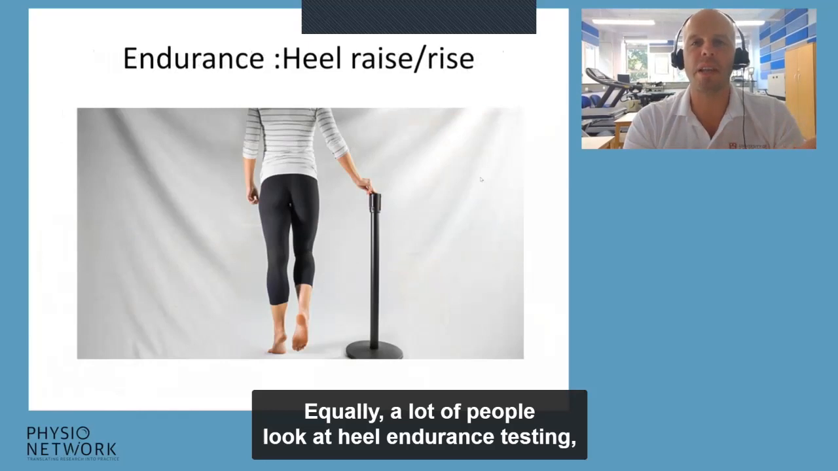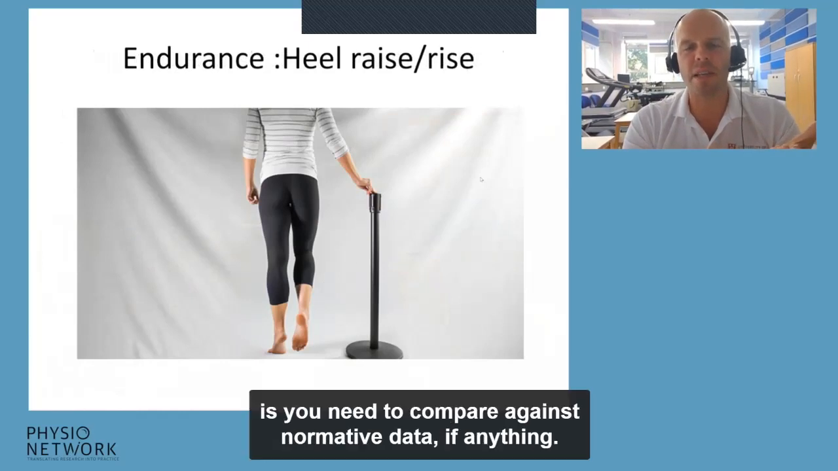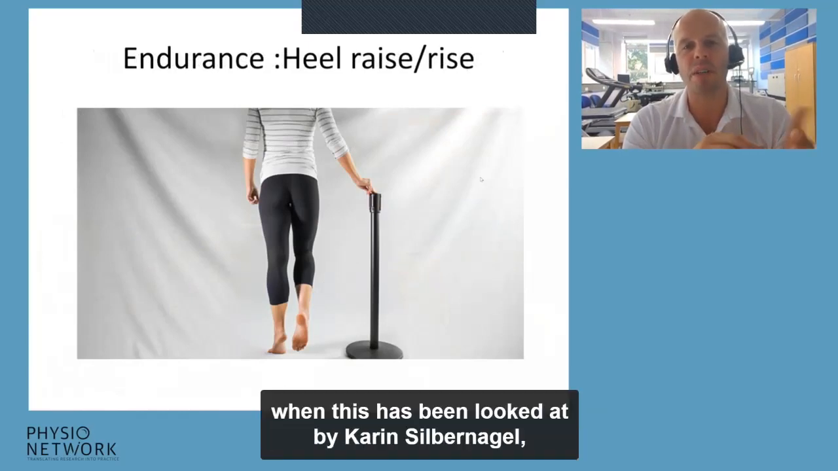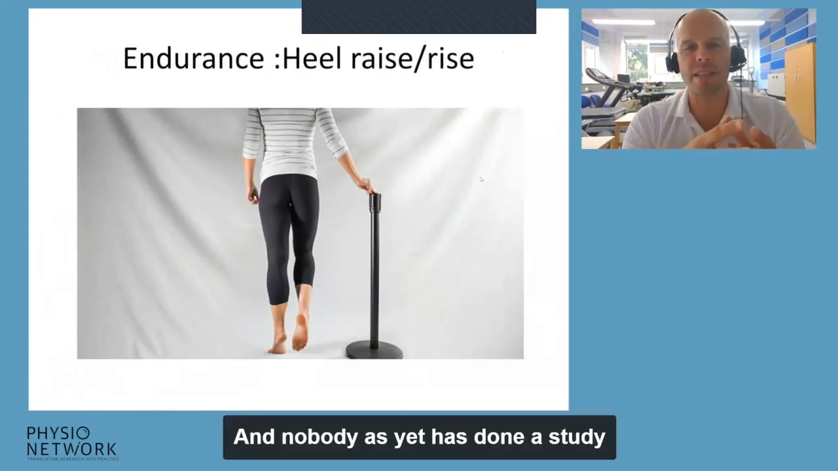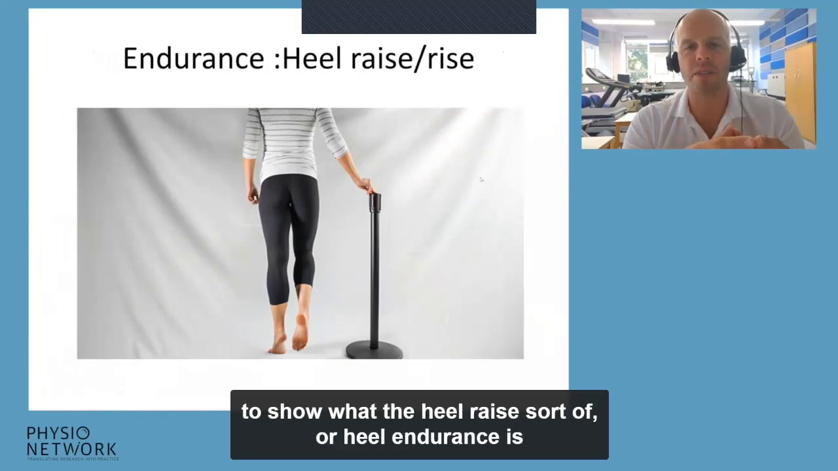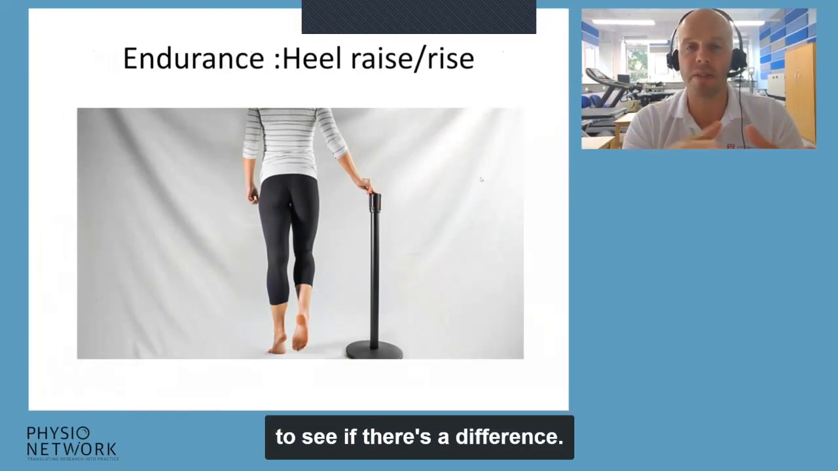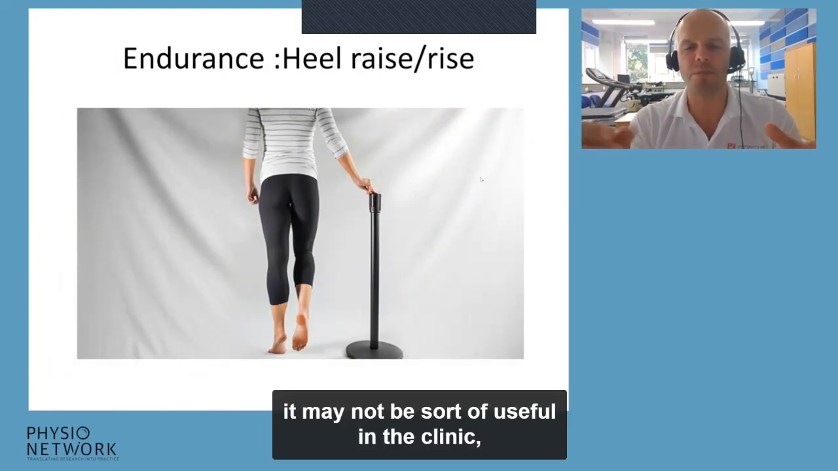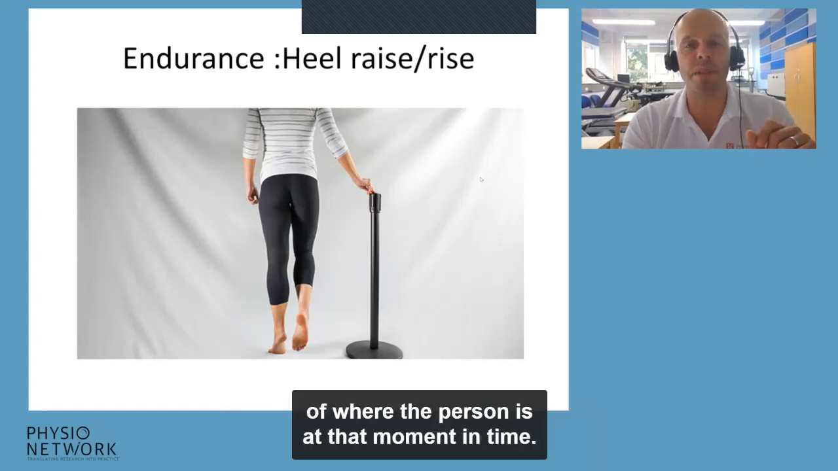Equally, a lot of people will look at heel endurance testing, so heel rise endurance testing. The problem with doing this is you need to compare against normative data, if anything. If you compare against the other leg, when this has been looked at by Karen Silbernagel, there's no difference between the symptomatic leg and the non-symptomatic leg. And nobody as yet has done a study to show what the heel rise or heel endurance is for people with and without Achilles tendinopathy, to see if there's a difference. So whilst it's commonly used, it may not be useful in the clinic, other than just giving a ballpark of where the person is at that moment in time.